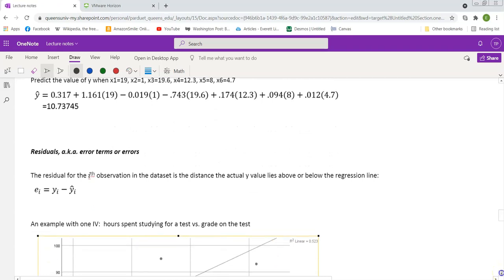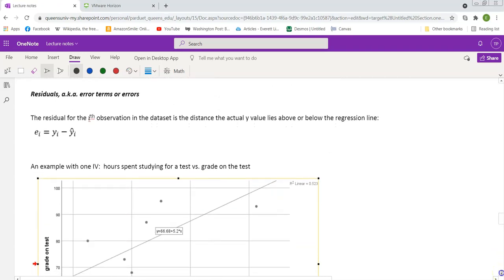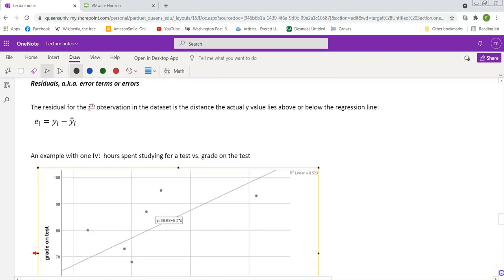So now let's talk about something called residuals. First, let me clarify that yi are individual values of y.